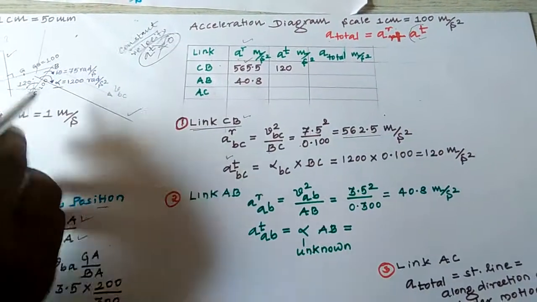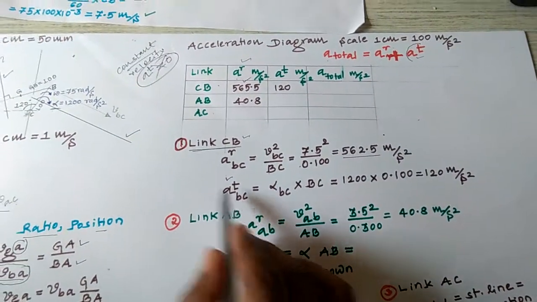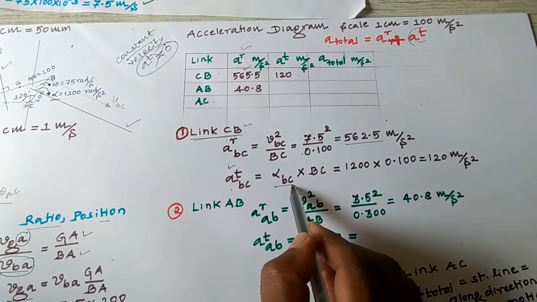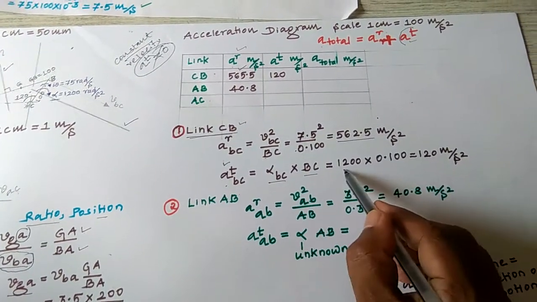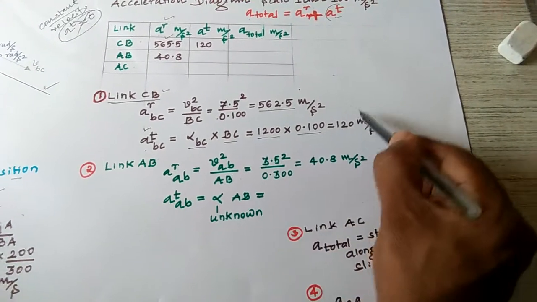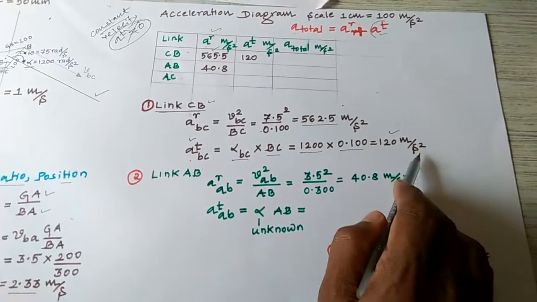Okay, but in this case they are given as angular acceleration. You have to consider this also, that is angular acceleration, that is a tangential acceleration. It comes as angular acceleration of the BC. The angular acceleration is given as 1200, the distance BC is 0.1, so it comes as a tangential acceleration of 120 meter per second squared.